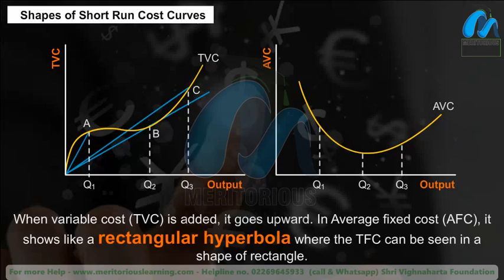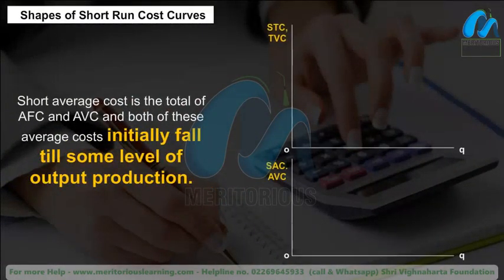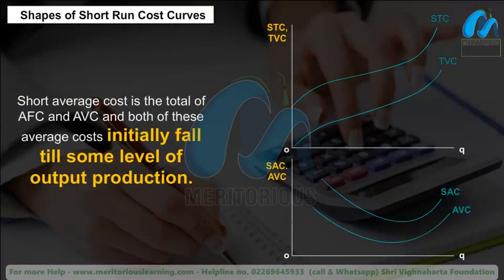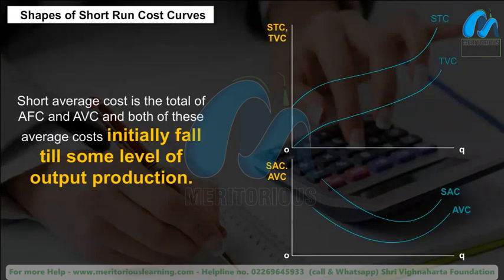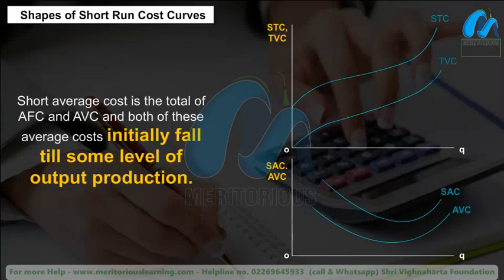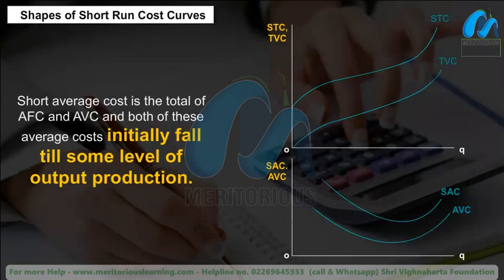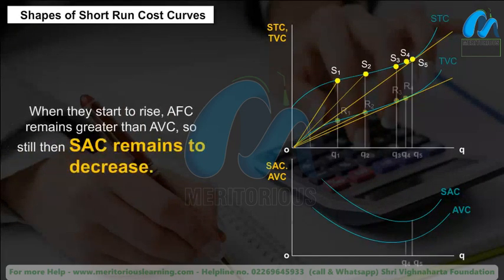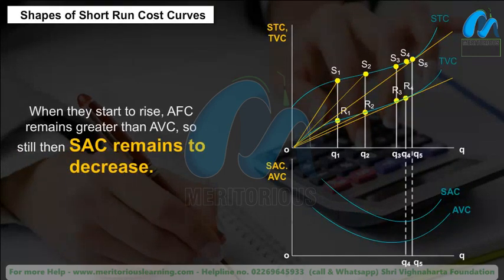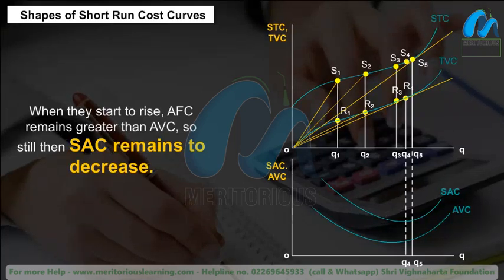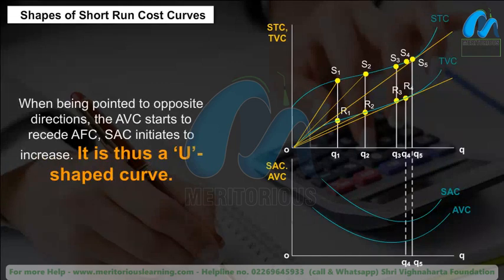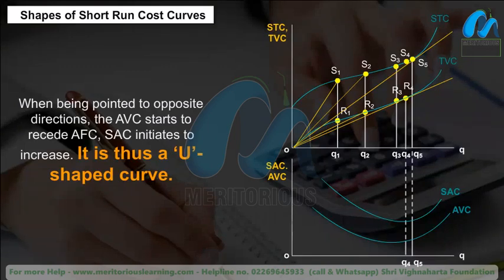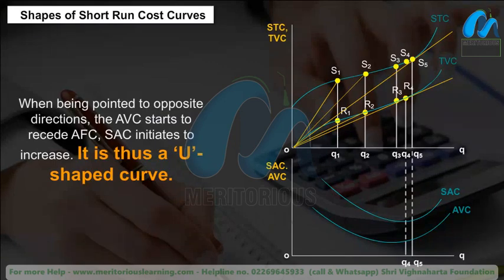Short-run average cost is the total of AFC and AVC, and both of these average costs initially fall till some level of output. When they start to rise, AFC remains greater than AVC, so SAC still continues to decrease. When the two are pointed in opposite directions, the AVC starts to rise while AFC recedes, and SAC initiates to increase. It is thus a U-shaped curve.